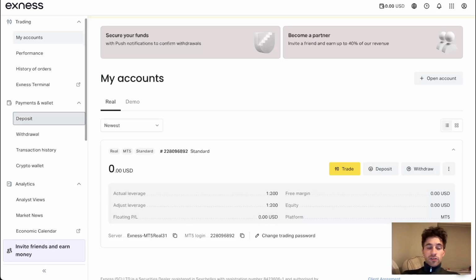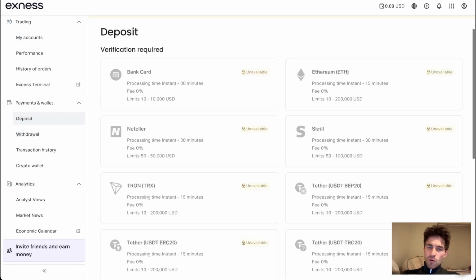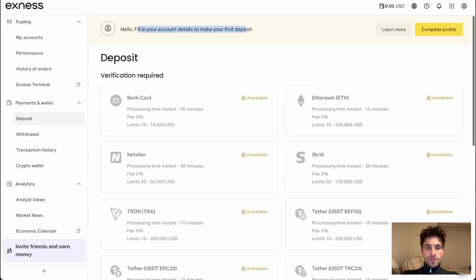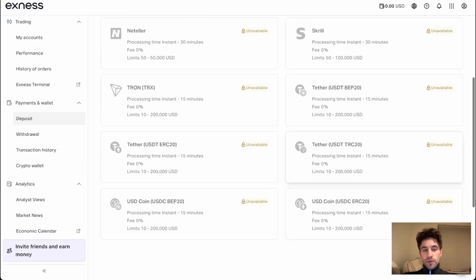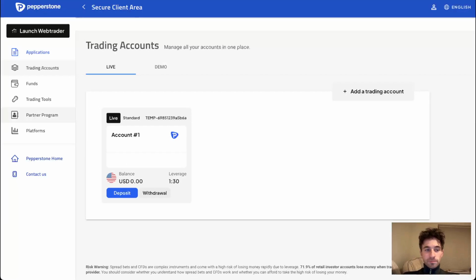So if we come in here to deposits and withdrawals, all of these are of course unavailable because this is just a demo account. I can't complete the profile because I already have an Exness account. But you can see in here that we have crypto that we can onboard and offboard funds with. This isn't true for Pepperstone.